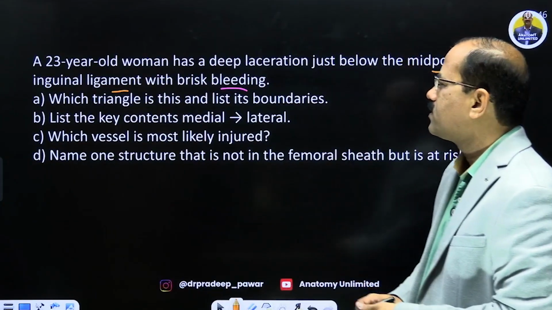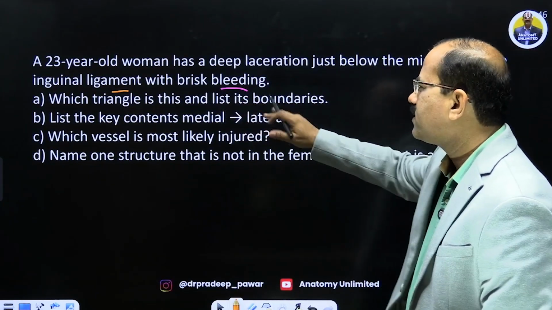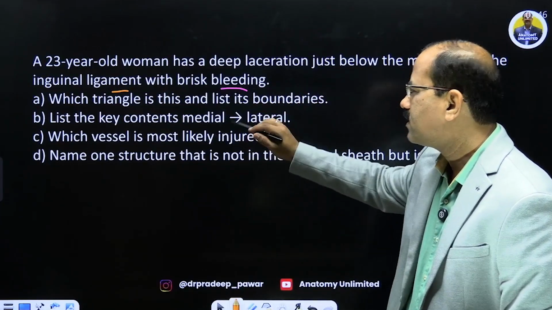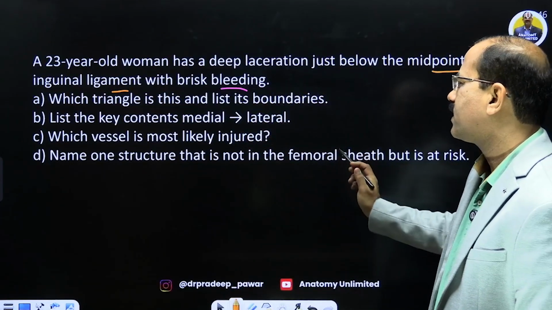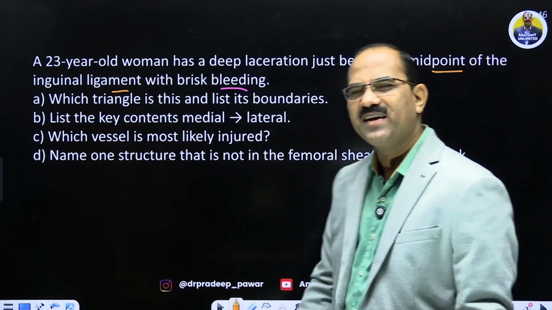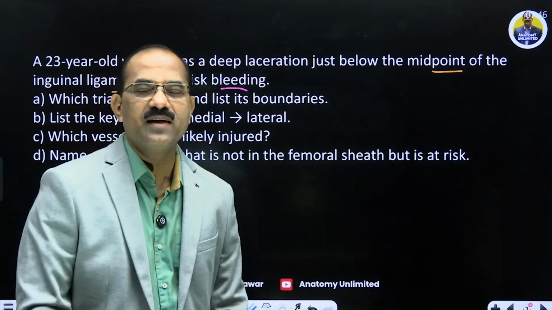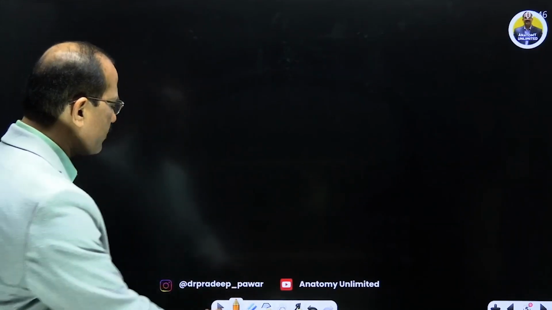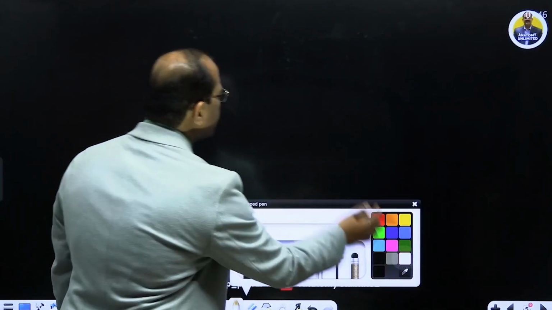Fine. So which triangle is this and list its boundaries? ये अपन थोड़ी देर के बाद देखते हैं. List the key contents. Which vessel is most likely to be injured? Okay, fine. So which triangle is this? Anyone? Can anyone guess this? कौन सा triangle है जिसमें अपन femoral artery को feel करते हैं, palpate करते हैं? Which is that triangle? That's a femoral triangle. इसके boundaries बोल सकते हो.